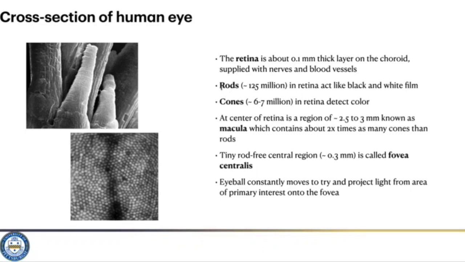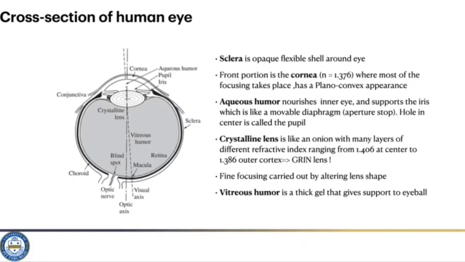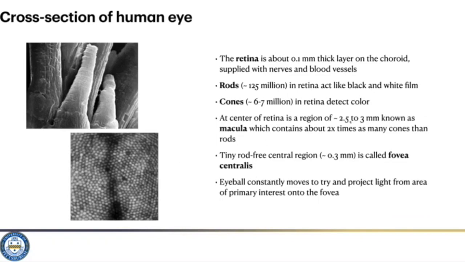It's composed primarily of two types of cells. One is rods and the other are cones. And the rods are much greater in number usually in the retina. They act like a sort of black and white film. The cones in the retina detect the color. And at the center of the retina, if you see here, in the very center of the retina, is a little region about 3 millimeters in size, which contains about 2 times as many cones as rods.